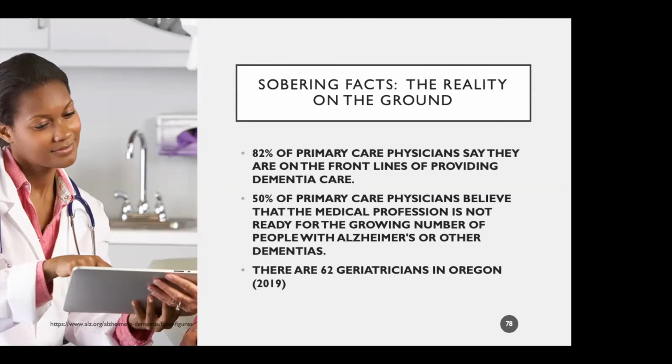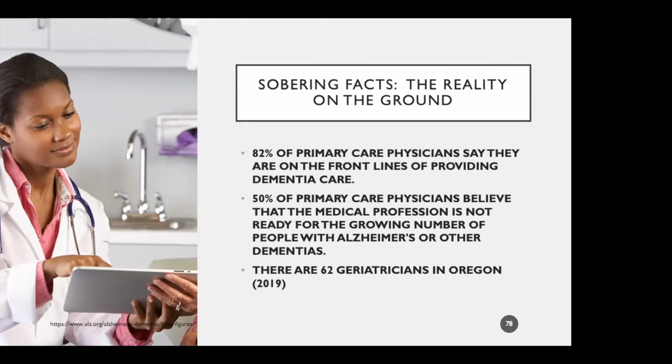82% of primary care providers say they are on the front lines of providing dementia care. So they're not going to neurologists at the university hospital or to some special geriatrician. It's primary care physicians, and providers like nurse practitioners and physician assistants. 50% of primary care physicians believe that the medical profession is not ready for the growing number of people with Alzheimer's disease and other dementias.